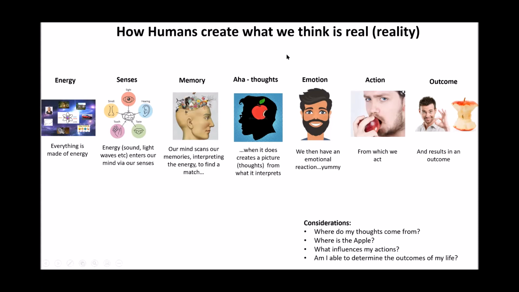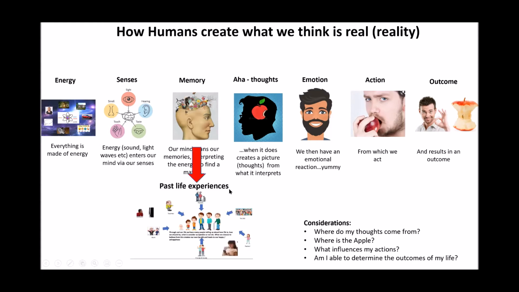Some key considerations I came up with after I discovered this process were: where do my thoughts actually come from? Where is the apple? What influences my actions? And finally, am I able to determine the outcomes of my life? I'm going to quickly run through the conclusions I've come to so far. First of all, where do my thoughts come from?